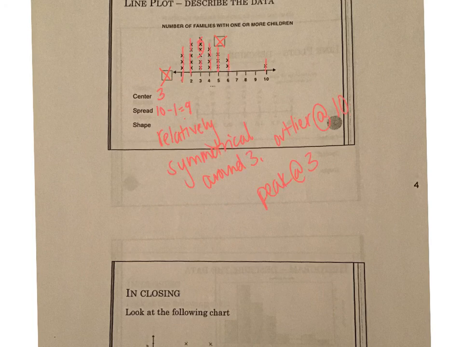If you had a chance to practice this, you can see I crossed them out. My center is at 3. My spread was 10 minus 1, which is 9. And now I did say if you look at starting here at 3 and you go in either direction, it is relatively symmetrical here around 3. You can see I wrote it like that. But then we also have this guy out here, which is an outlier. Remember that outlier does pull the mean. So if my median is right here, my mean is going to get pulled a little bit towards the outlier. I also wrote that there's a peak at 3.